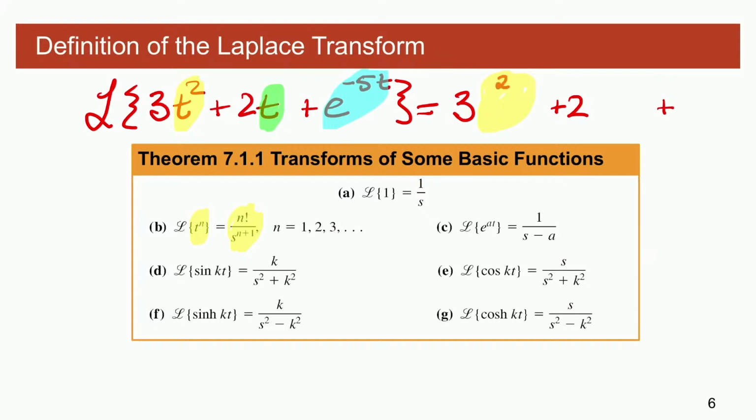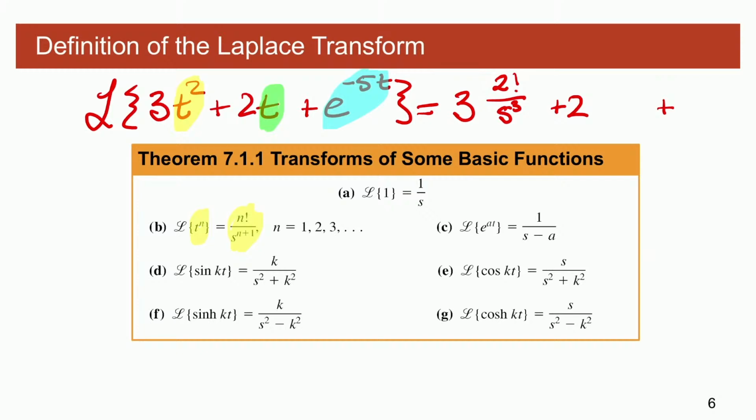So this is 2 factorial over t to the, or sorry... Okay, let's try again. 2 factorial over s cubed. Is that all right? So it's actually 2 over s cubed.